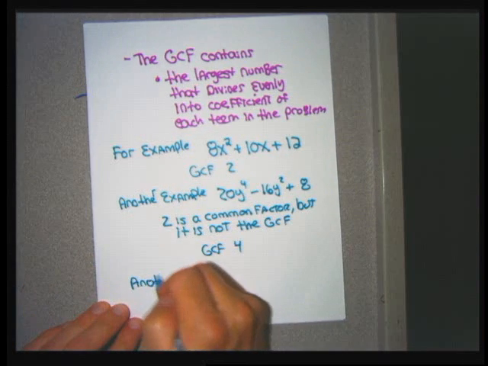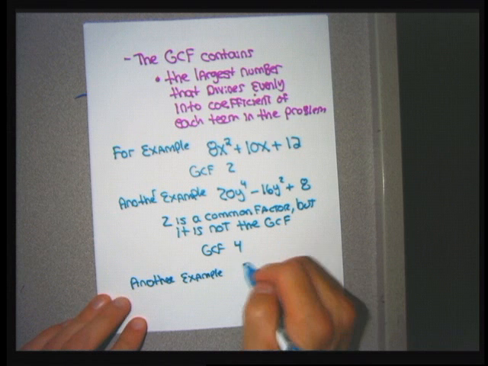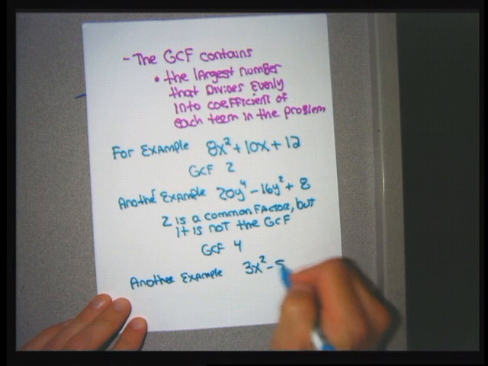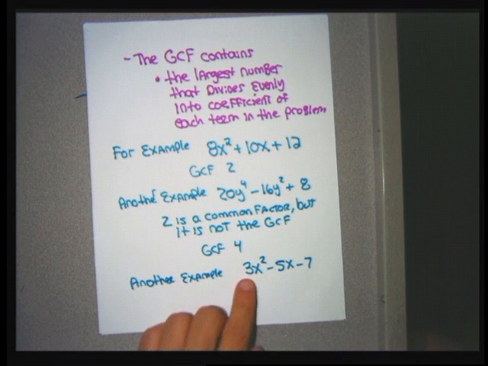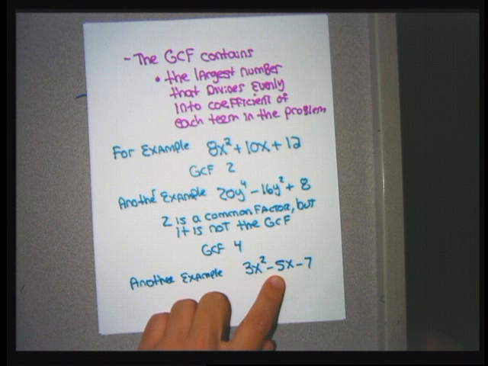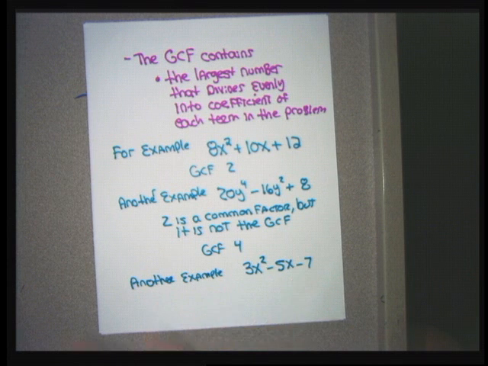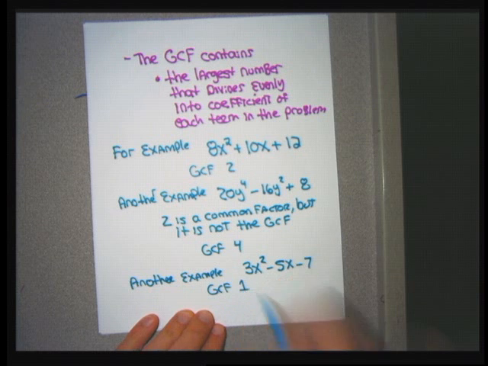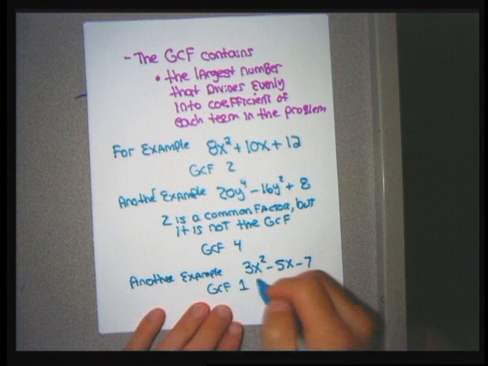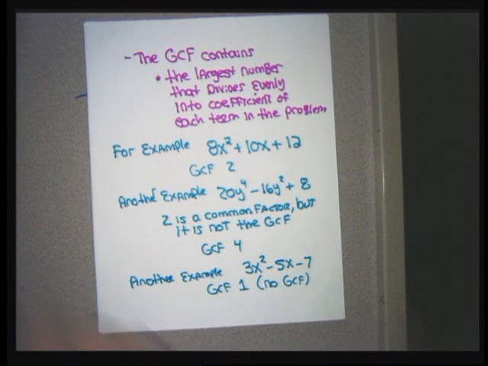Another example. If I gave you 3x squared minus 5x minus 7, here, the only numbers that divide into 3 are 1 and 3. The only numbers that divide into 5 are 1 and 5. The only numbers that divide into 7 are 1 and 7. So the biggest number that divides into 3, 5, and 7 simultaneously is 1. And when the greatest common factor is 1, sometimes I say it doesn't even have a greatest common factor. I might even say, in this case, maybe there's no GCF. 1 is kind of a trivial GCF that we might not consider.